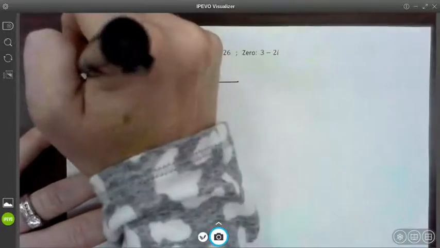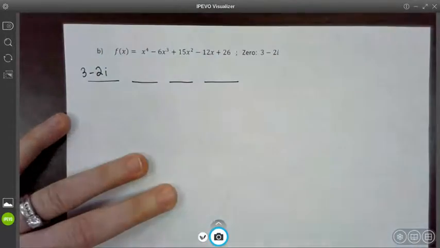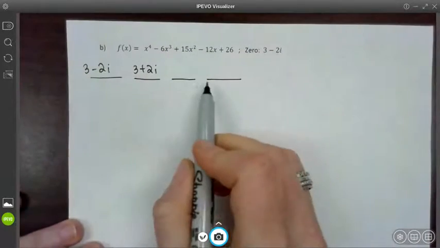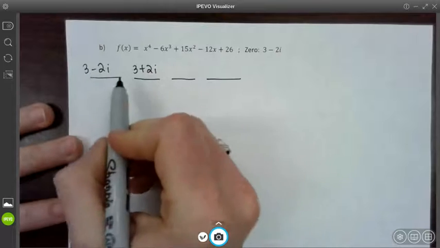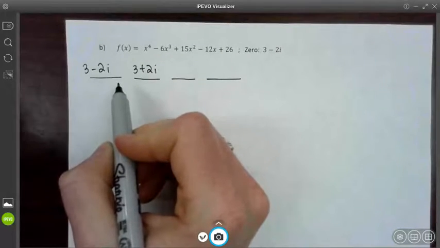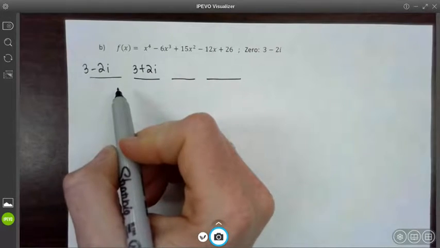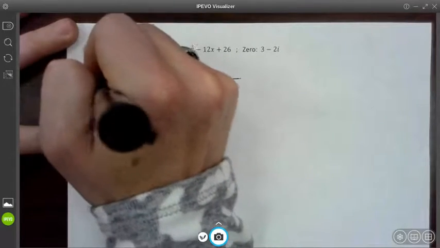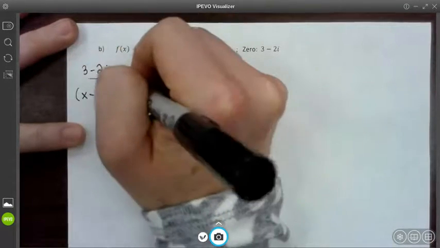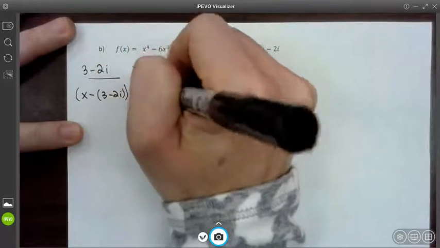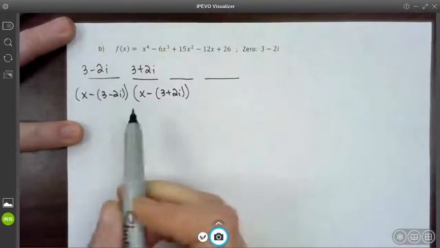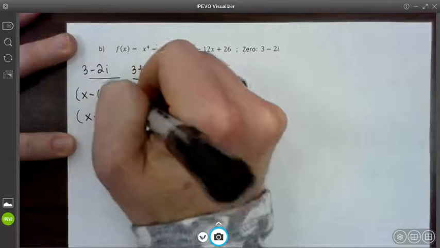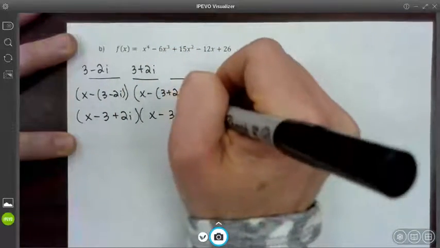All right, so if I know 3 minus 2i is a zero, then I automatically know its conjugate 3 plus 2i is a zero. So now the other two look like they're going to be imaginary as well. So I'm going to take these two, write them as factors, and then multiply those factors together to get an irreducible quadratic that I could divide into this one. So x minus 3 minus 2i is a factor, and then x minus 3 plus 2i, right? I can write them as factors. I'm going to distribute my negative. I get x minus 3 plus 2i, and then x minus 3 minus 2i, all right?